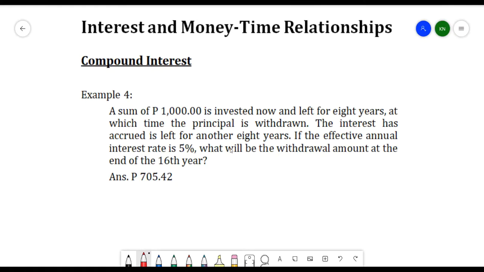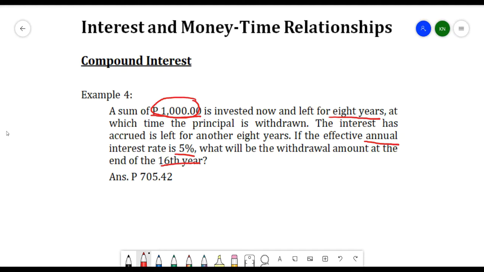Next problem we have here. A sum of 1,000 pesos is invested now and left for 8 years, at which time the principal is withdrawn. So the deposited money is 1,000 and left for 8 years, at which time the principal is withdrawn. So meaning to say, after 8 years, the principal, or the 1,000, is withdrawn. Now the interest that has accrued is left for another 8 years. So only 1,000 is withdrawn from the savings, but the interest is still left in the bank. If the effective annual rate is 5%, compounded annually, what will be the withdrawal amount at the end of the 16th year?